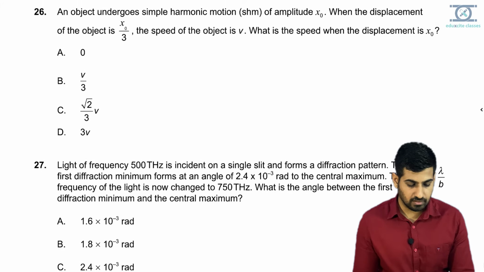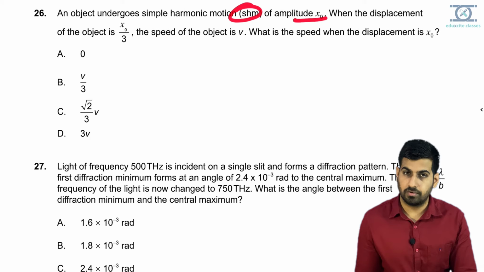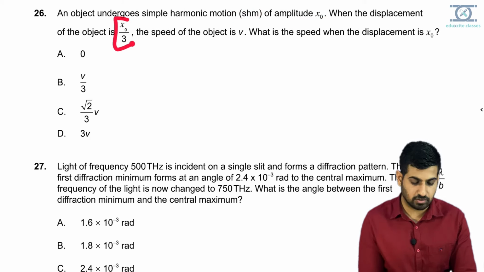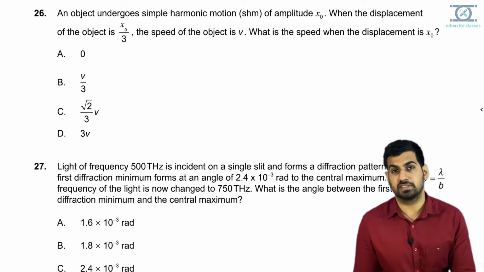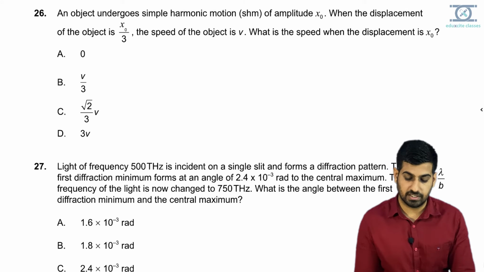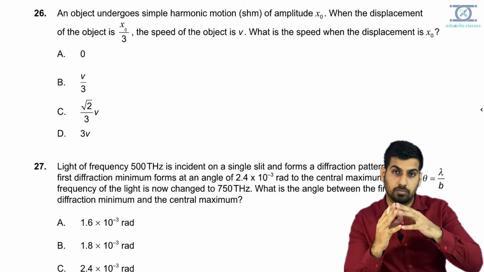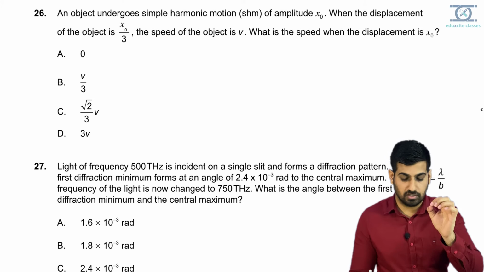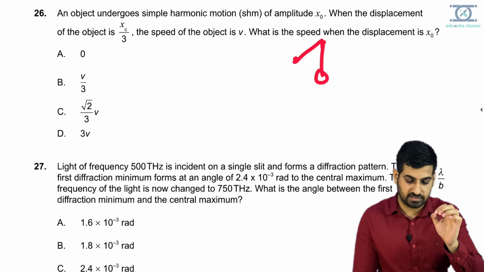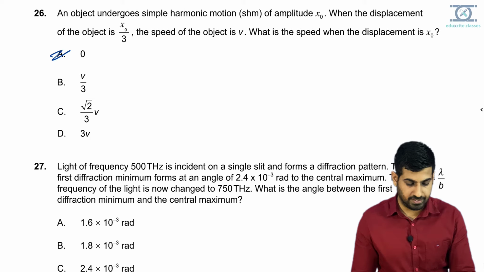Okay. Question number 26. An object undergoes simple harmonic motion of amplitude x0. When the displacement is x0 by 3, the speed is v. What is the speed when the displacement is x0? Please make sure that here the displacement is x0, that is the amplitude only, and we know that when the object in SHM is at the maximum amplitude, the velocity at that instant will be 0. So it is a direct question, no need to do any calculation, just read the question very carefully.